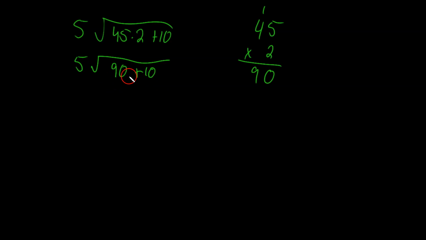So again, we need to take care of everything on the inside here first. Bring the rest down. So 5 times the square root of 90 plus 10, that is 100. So now we have 5 times the square root of 100. So we're asking ourselves, what times itself gives us 100? So this is a fact that we just need to know. The answer is 10. So 5 times 10. So we get a final answer of 50.